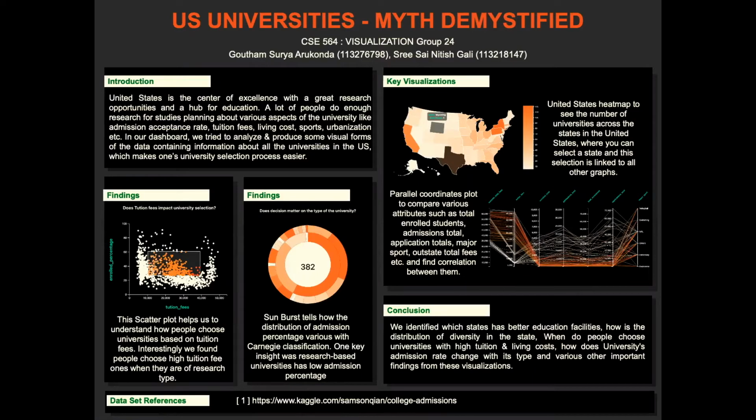Today we are going to demonstrate our final project from CSC 564 visualization course. In this project, we have used US universities as the dataset. We all know that United States is a center of excellence with great research opportunities and it's a hub for education. A lot of people do enough research for studies planning about various aspects of the universities like cost of education, admission acceptance range, diversity in the university, type of the university, state in which the university is lying, etc.